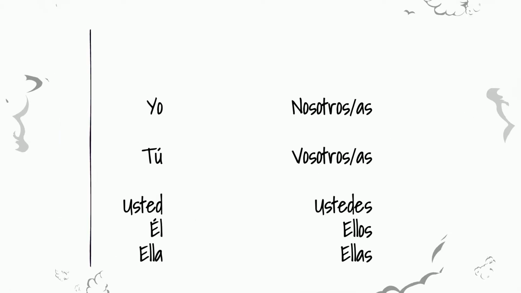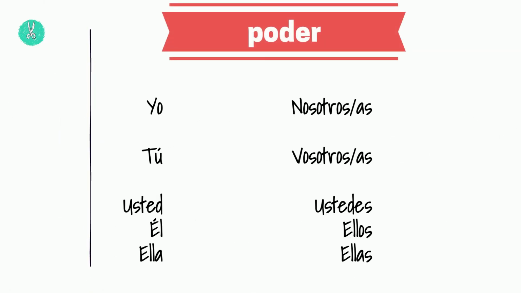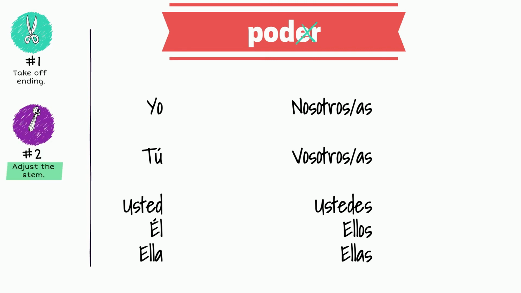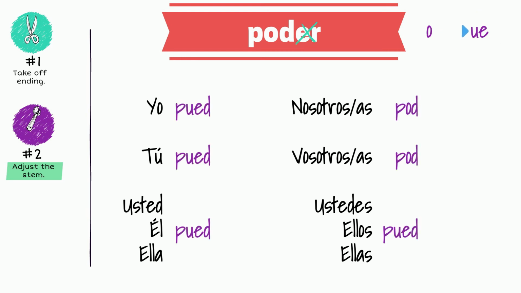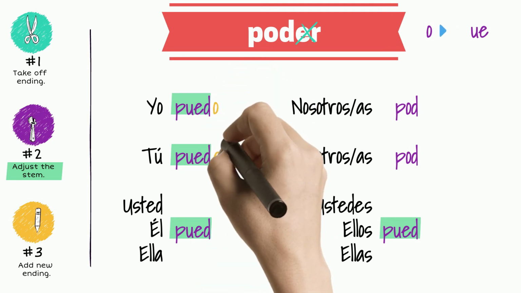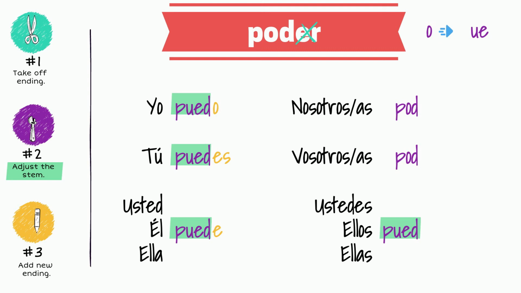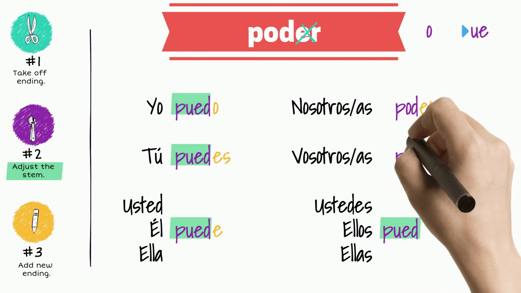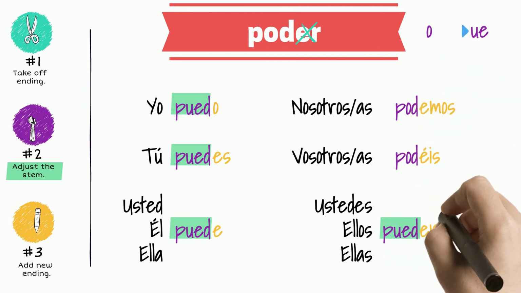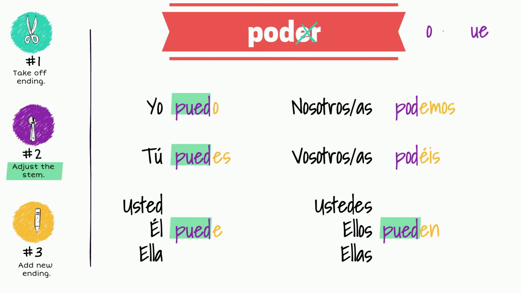One more. Poder. Take off the ending ER, adjust the stem from O to UE in these 4 forms, and add the ending that corresponds to the subject. Yo puedo, tú puedes, usted, él, ella puede, nosotros, nosotras podemos, vosotros, vosotras podéis, ustedes, ellos, ellas pueden.